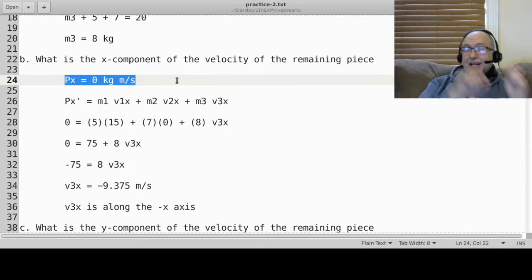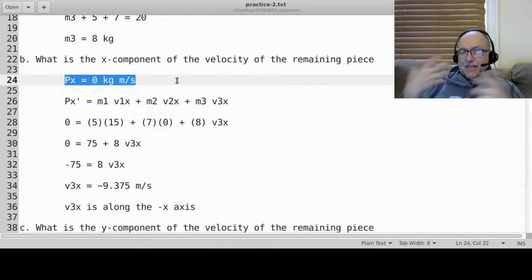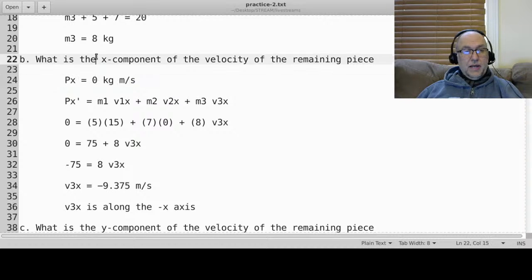Well, that means that both the x and the y component of the momentum are 0, because remember, momentum is just mass times velocity. You could have all the mass you want, but if you have no velocity at all, if it's not moving, it's got no momentum. And that means that its x component is 0 and the y component of the momentum is 0. But here we're just worried about the x component.